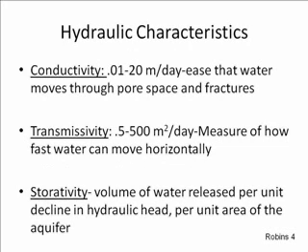Some hydraulic characteristics that are important to remember when discussing aquifers in an engineering sense are conductivity, which is the ease with which water moves through the pore space and fractures of the aquifer. Typical values of this range from 0.01 to 20 meters per day. Transmissivity, which is in the units of square distance per time, measures how fast this water can move horizontally throughout the aquifer, typical values ranging from half to 500 square meters per day. And storativity, which is the volume of water released per unit decline in the hydraulic head per unit area of the aquifer.